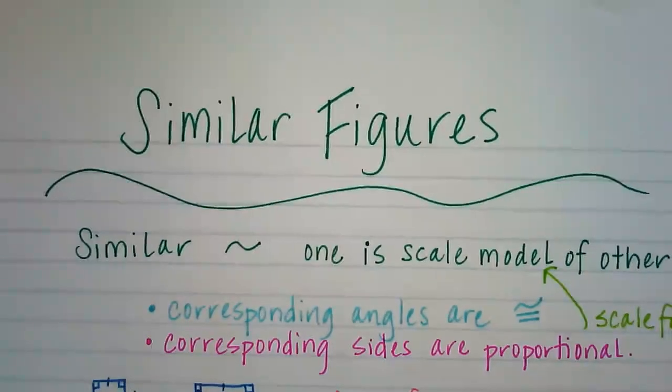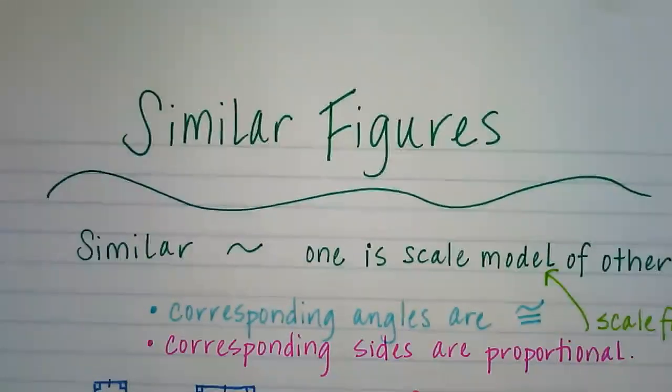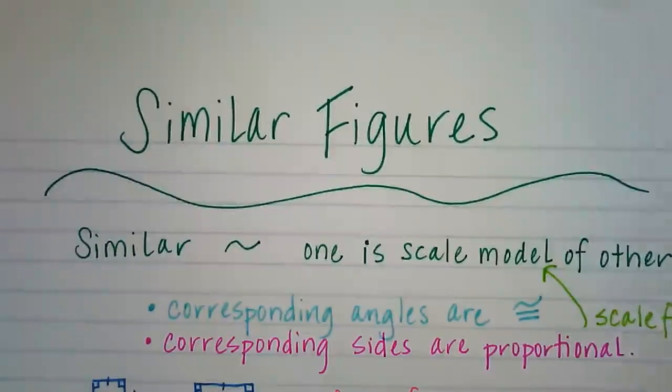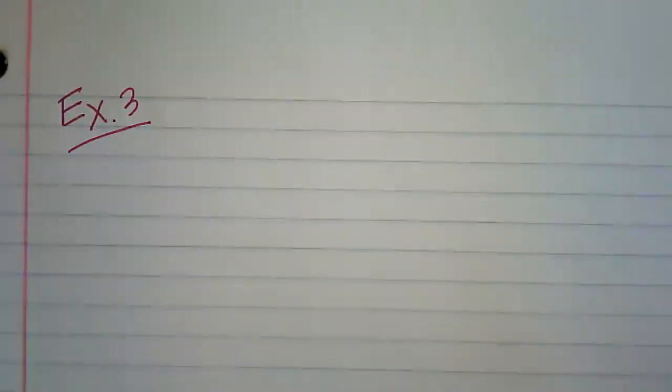This video is part 2 to the similar figures video, and I am going to start with example 3 because that's where we left off. So I'm going to a new page for this one. All right, so I was mentioning that we're going to use information that you learned from 8th grade math to determine if the triangles are similar.